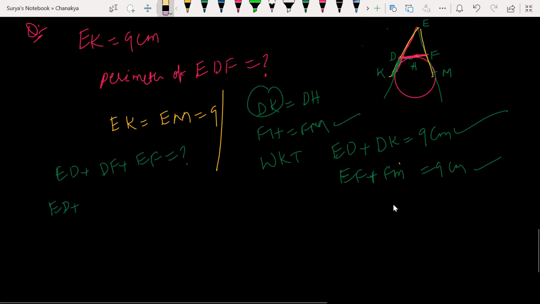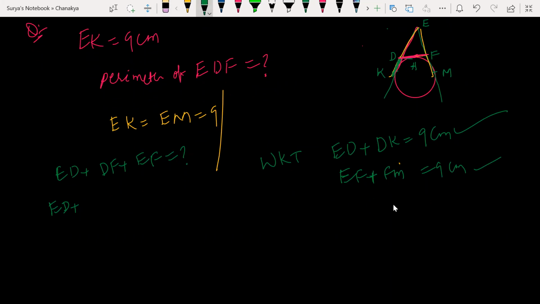Now here I can write, look here, ED as it is. DF is equal to what here? DF is equal to DH plus HF plus EF. Yes or no? Tell me. Now look, ED plus DK. DK was equal to what? DH. DH can be written as DK, plus ED, plus HF. HF was equal to FM.